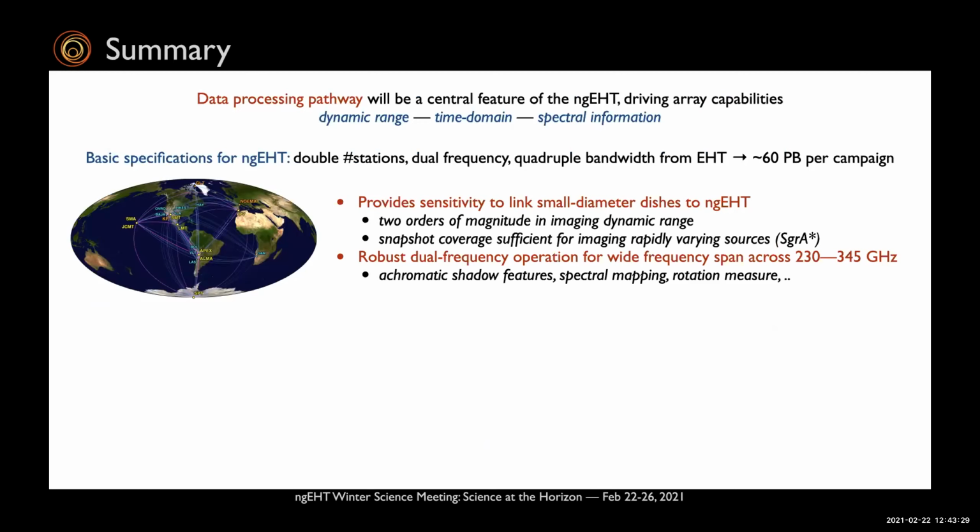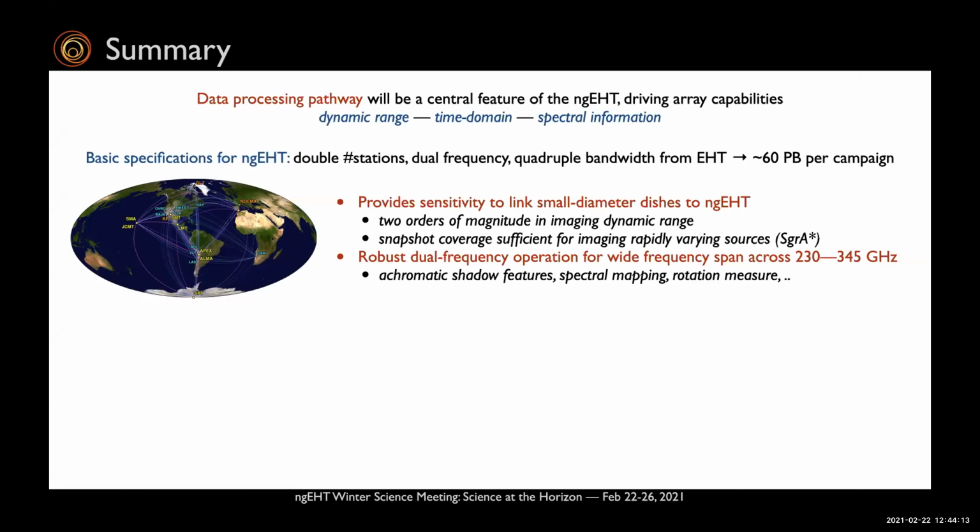So I hope I've given you a flavor for what's involved in the data pathway for the ngEHT. It'll really be a central feature of the array, driving the array capabilities. So I've highlighted these 3 aspects where we think the ngEHT will extend beyond the current capabilities of the EHT. So in dynamic range for images, being able to map images over time and make movies, and also spectrally over the course of the dual frequency range of the ngEHT. Our basic specifications, we have a doubling of the number of stations, quadrupling of bandwidth, resulting in about 60 petabytes per campaign, or it depends on the number of stations, maybe up to 100.